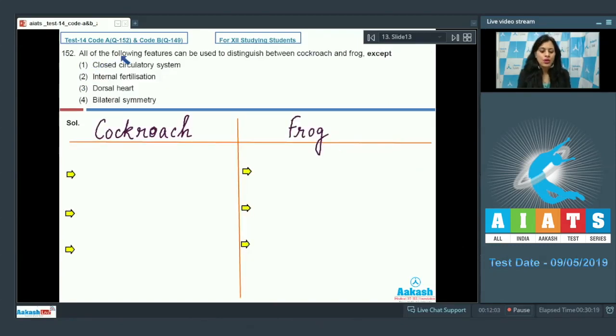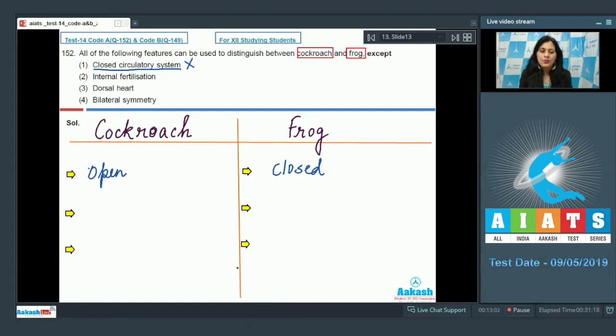Question number 152. All of the following features can be used to distinguish between cockroach and frog except. So we have to find out that based on which feature we cannot distinguish between cockroach and frog. The very first option given is closed circulatory system, and this cannot be a correct answer to our question because cockroach has open type of circulatory system whereas frog has closed type of circulatory system.